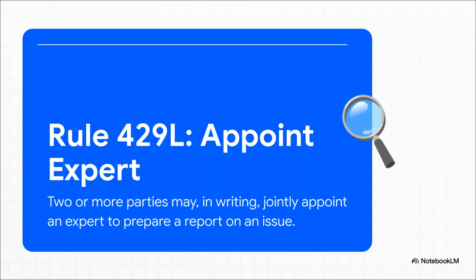Everything kicks off with the gateway provision, Rule 429L. The key things to lock in your memory here are you need 2 or more parties, the agreement has to be in writing, and it's for a report on a specific issue. It's a simple start, but it's the foundation for everything else.